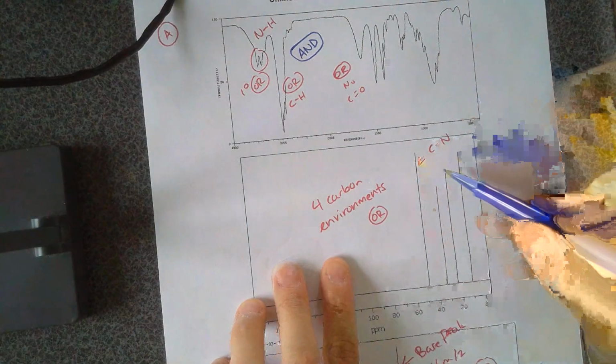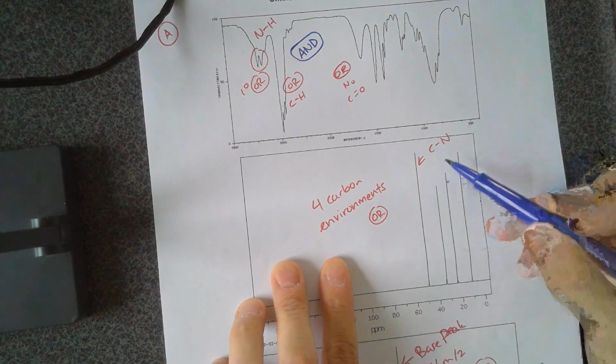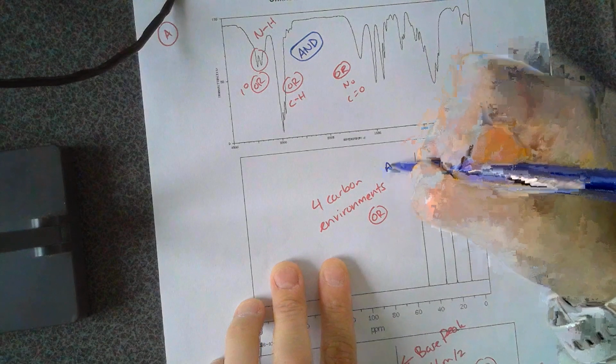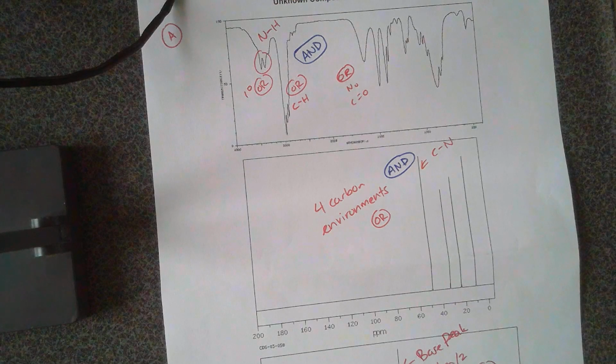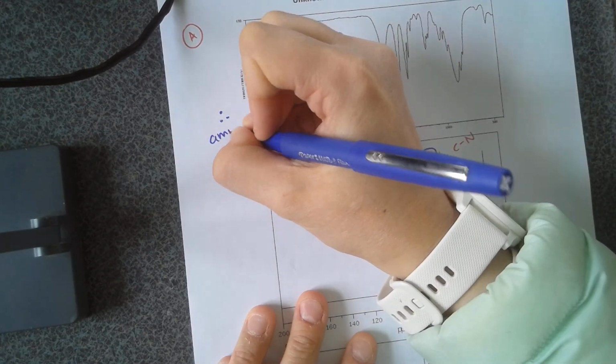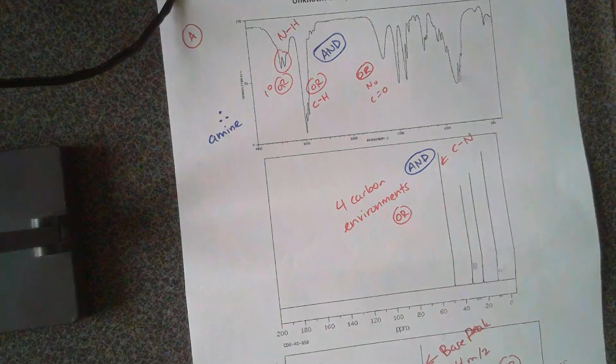Same thing with the carbon environments. I need to mention the carbon environments, and I need to identify that that is the CN peak. So again, it's not an or anymore, it's an and. Are we good so far? All right, all of this information together, I should be able to pull and decide that therefore I'm dealing with an amine. And it is a primary one as well.